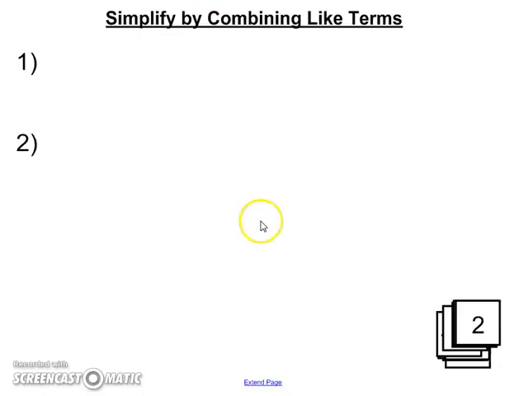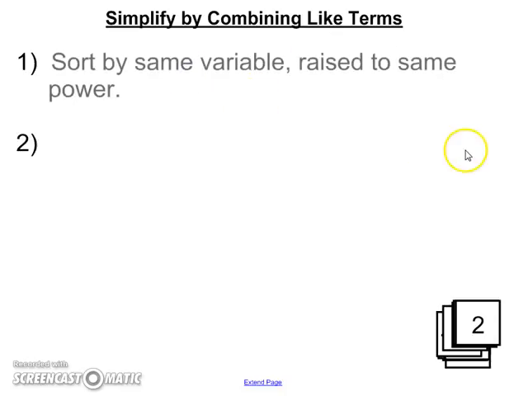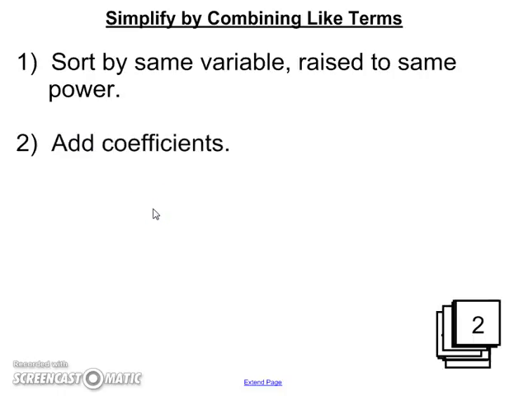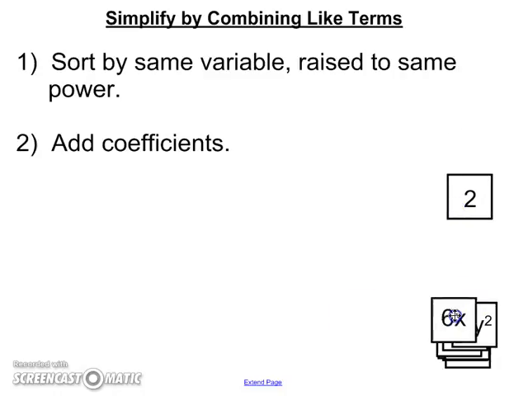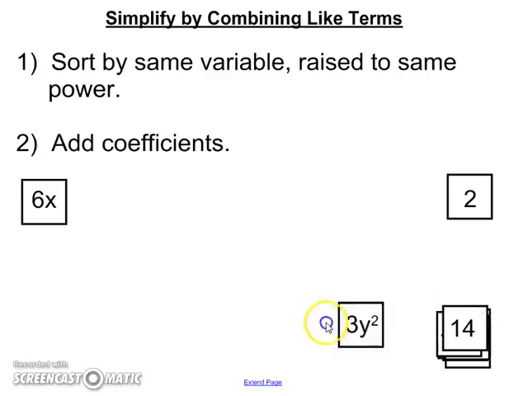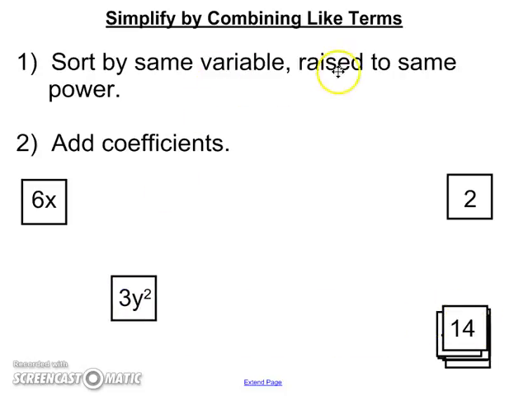So now we're going to talk about simplifying expressions, combining like terms. Now the directions. First of all, you need to sort the terms of the expression by the same variable raised to the same power. I'll show you how to do that here in a second. And then we're going to add. Once we've done that, we're going to add the coefficients together. In this particular example, I've done them by number tiles. So I have all of these terms on number tiles, and I'm going to sort them out by letter, by variable, and same power.